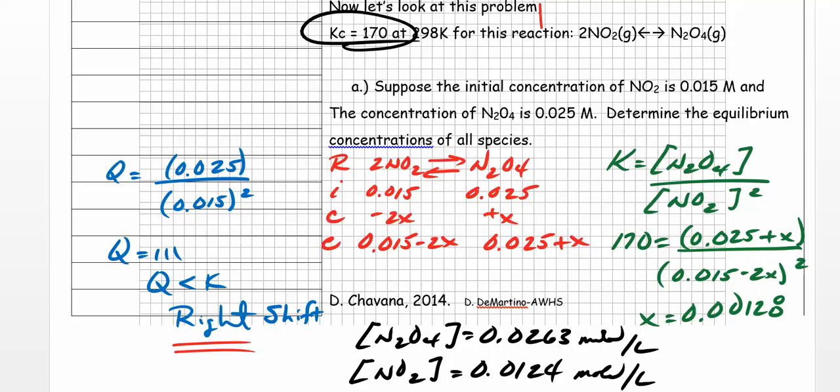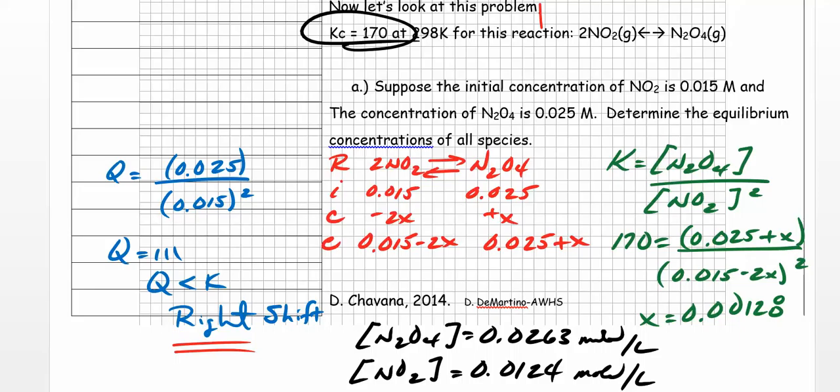All right, so now let me calculate the K. Well, K is equal to N2O4's concentration, that's the product, divided by NO2 squared. So this is the equilibrium expression. Now let's plug in. We were told that the Kc is equal to 170, so 170 is equal to, let's pull from the Rice table, 0.025 plus x over 0.015 minus 2x. That value is squared. Now that's obviously going to be some algebra that's involved. So I'll save you the time. You can do that on your own for homework tonight.